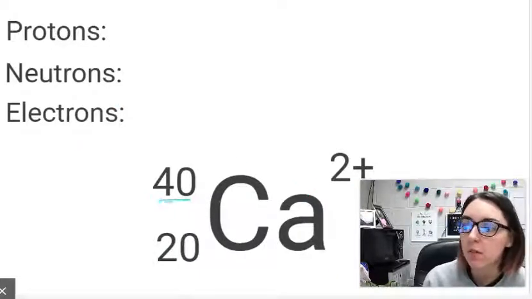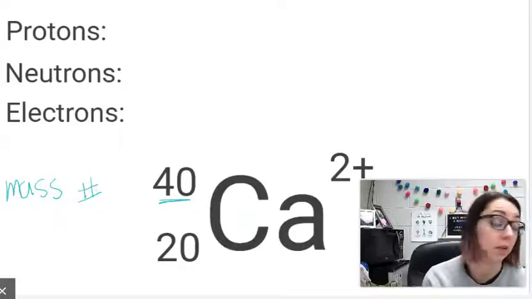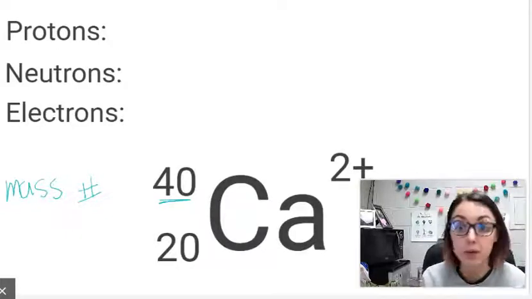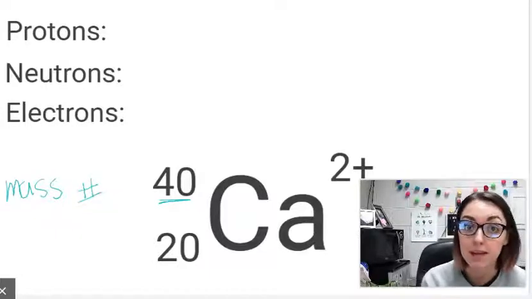First off, the 40, the top number here. That is the mass number. Now, mass number is not to be confused with atomic mass. I know that's highly confusing because they sound very similar. But atomic mass, or as we'll call it, average atomic mass, is different than the mass number. Mass number applies to a single atom, whereas average atomic mass applies to a sample of atoms.